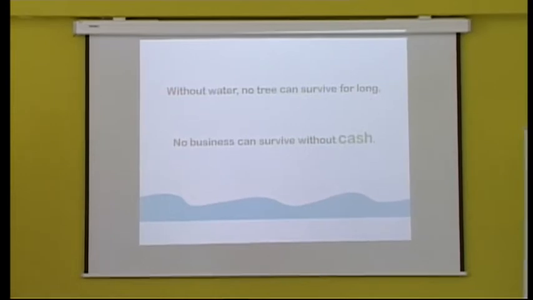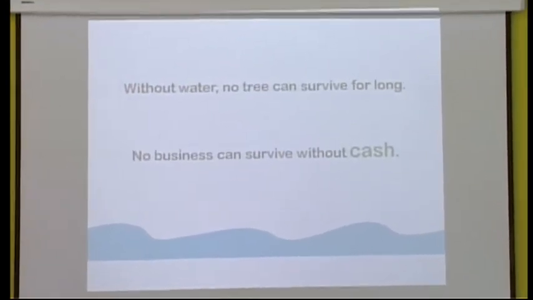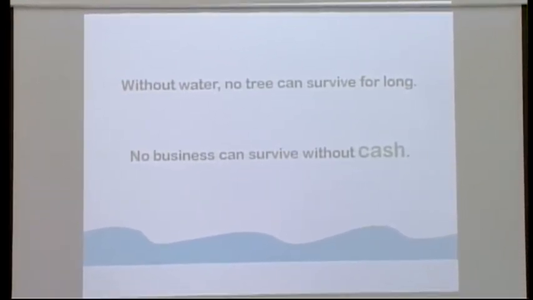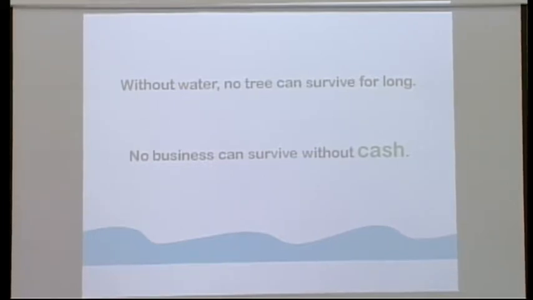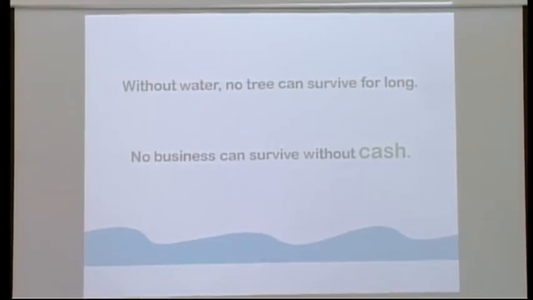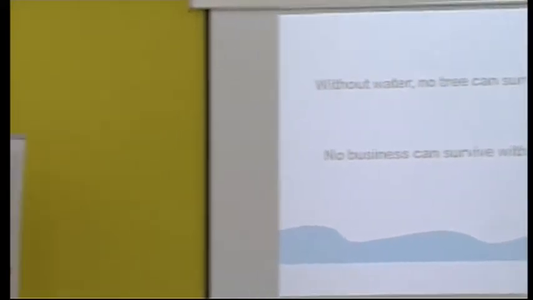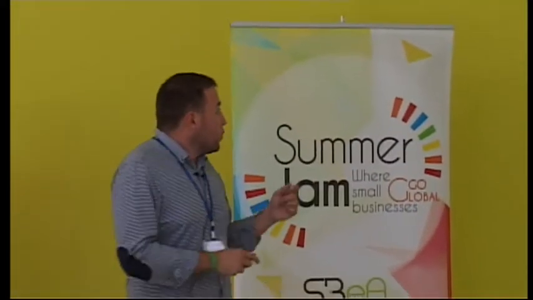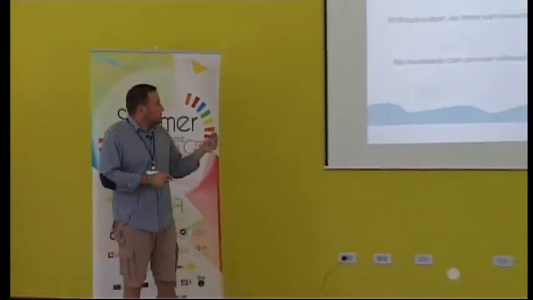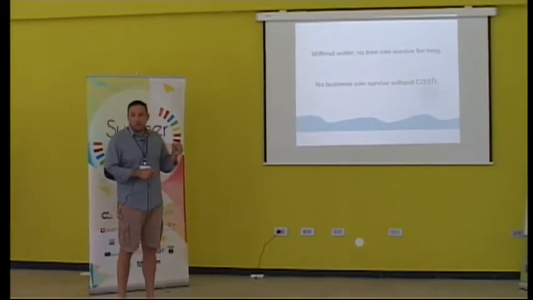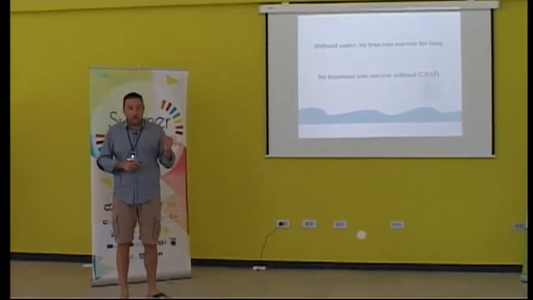First, the income statement or profit and loss statement. The second one is the balance sheet. The third one is the cash flow statement. It means how we produce and spend our cash in the company. It's a very important part for the success of our business. Okay. Without water, no tree can survive for long. No business can survive without cash, dinero, money. Okay.